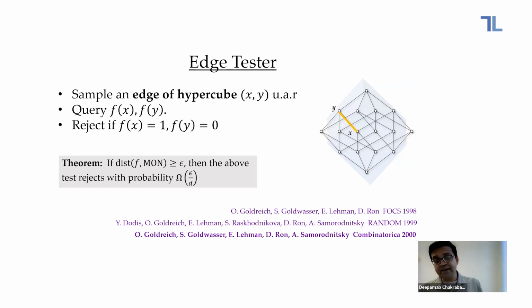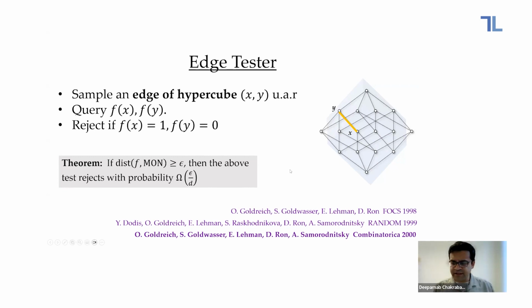But the main theorem says if the function is far from being monotone, if the distance to monotonicity is at least epsilon, then the above tester rejects with probability epsilon over D. So again, thinking of epsilon as a constant, I will catch a violation with probability 1 over D. So the final tester actually repeats this process roughly D by epsilon times. And anytime I find a violation, I reject, otherwise I accept. So then a simple calculation shows that it will reject a function which is far from monotone with at least constant probability. So this is the heart of the testing.